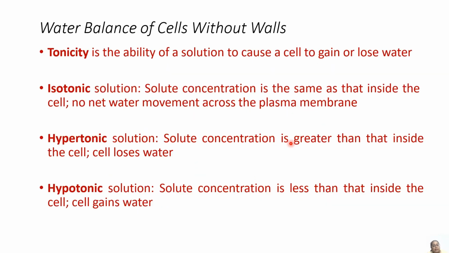Now, water balance of cells without walls. Tonicity is the ability of a solution to cause a cell to gain or lose water. In an isotonic solution, solute concentration is the same as that inside the cell, so there is no net water movement across the plasma membrane. Or we can talk about a hypertonic solution, where solute concentration is greater than that inside the cell and the cell loses water. And then you have a hypotonic solution, where the solute concentration is less than that inside the cell and the cell gains water. So these are the different conditions: isotonic, hypertonic, or hypotonic.